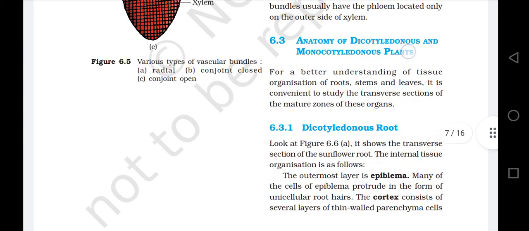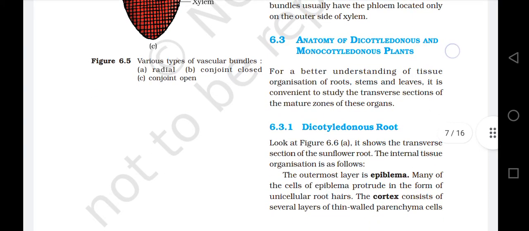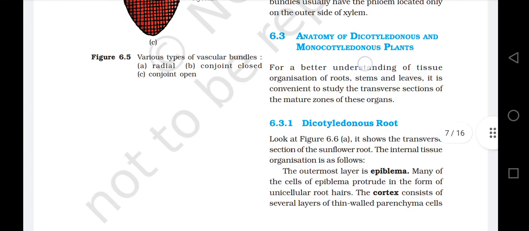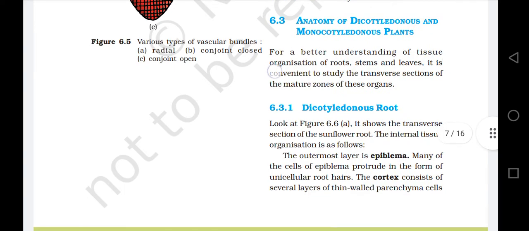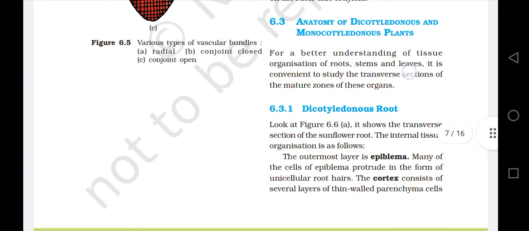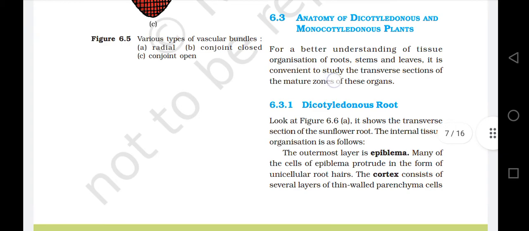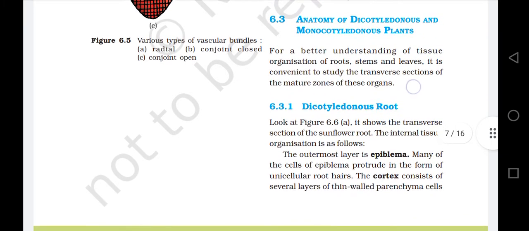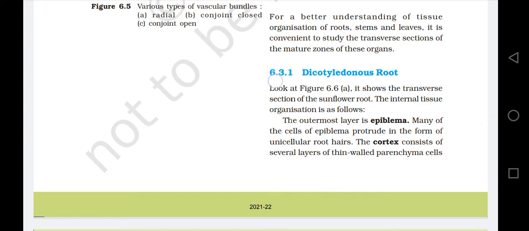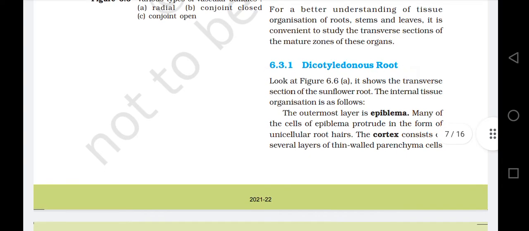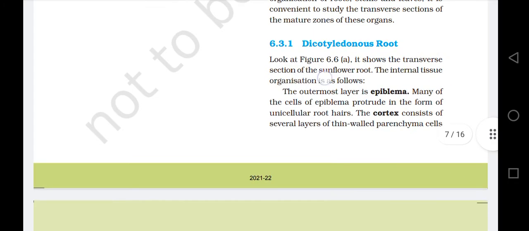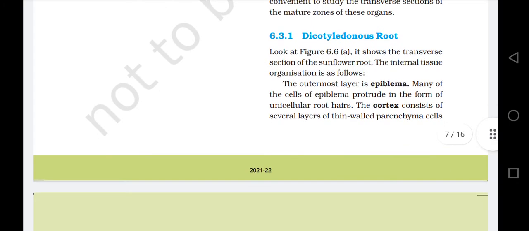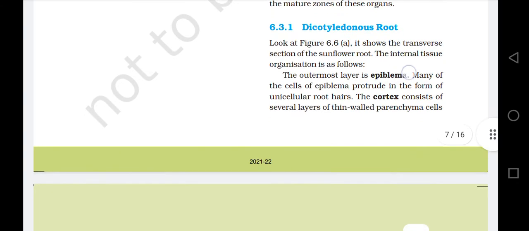6.3 Anatomy of dicotyledonous and monocotyledonous plants. For a better understanding of tissue organization of roots, stems, and leaves, it is convenient to study the transverse section of the mature zone of these organs. 6.3.1 Dicotyledonous root. Look at figure 6.6. It shows the transverse section of the sunflower root. The internal tissue organization is as follows.